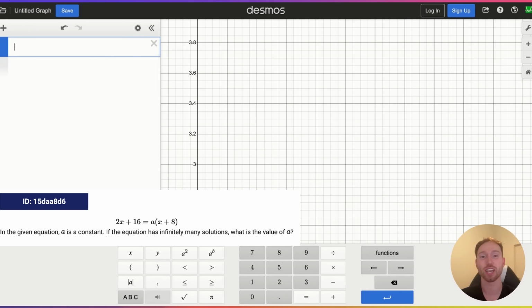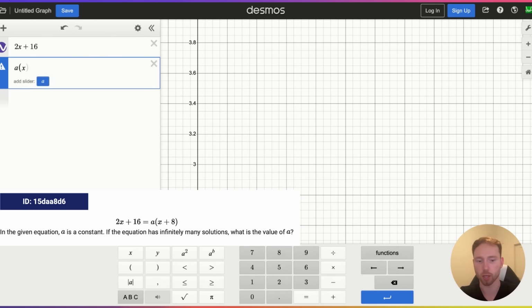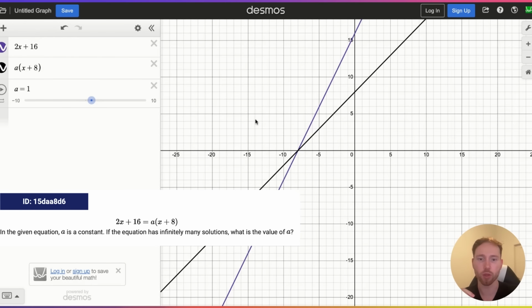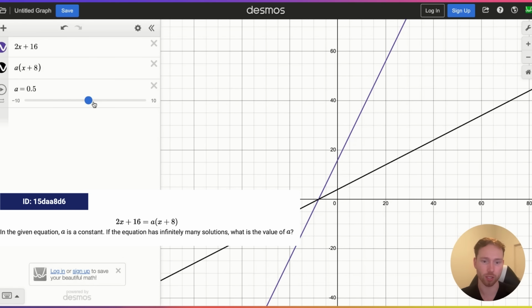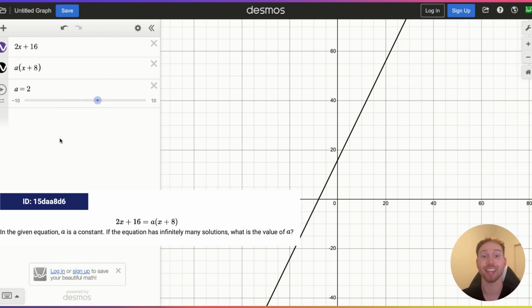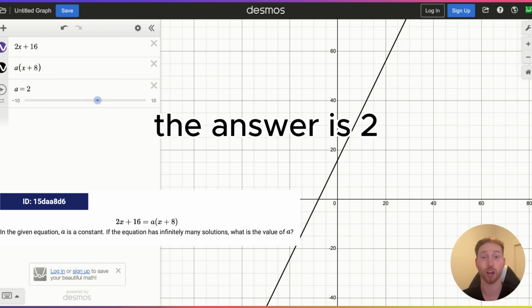In this next question, they're saying that this has infinitely many solutions, meaning they're going to be the same line when I graph them. So I'm going to take the equation on the left of the equal sign and plug it into Desmos. I get 2x plus 16. The next equation, I'm going to type in with a as a constant, a times x plus 8. I'm going to add a slider. Looking at both of these lines, I want them to be the same exact line because they have infinitely many solutions. So I'm just going to move a around until they become the same line. And I can see when a equals 2, both lines are over top of each other, meaning they are the same exact line, and they have infinitely many solutions. So 2 is the correct answer for this question.